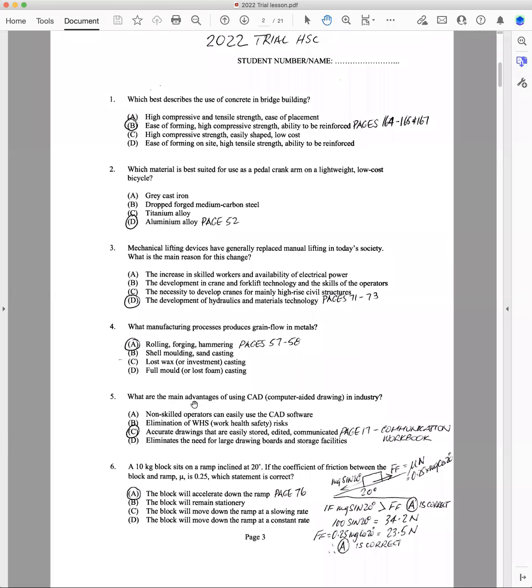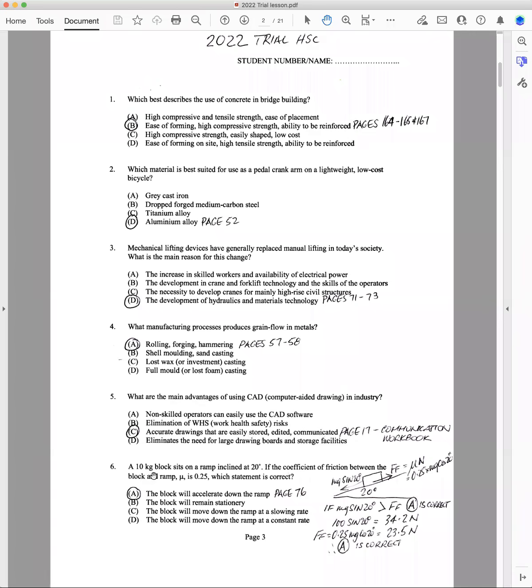Well, the main advantage of using CAD, you can see this on page 17 of the communications workbook. These other responses other than C are not correct. Accurate drawings that are easily stored. You can just store them as digital files, whereas the other method of drawing on paper, you've got to have a lot of storage space. It's easily edited and it's easily communicated, and that's really important because of the collaboration that's required with engineering nowadays, international collaboration.